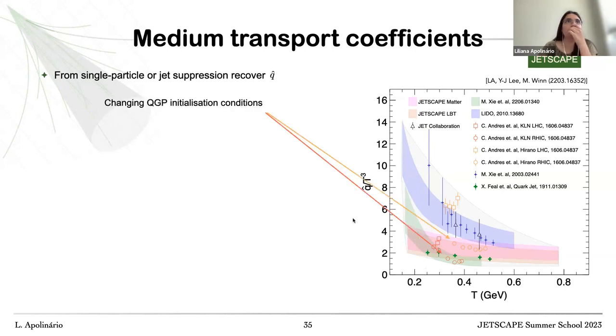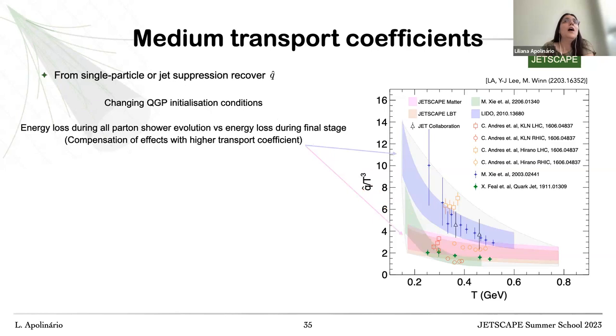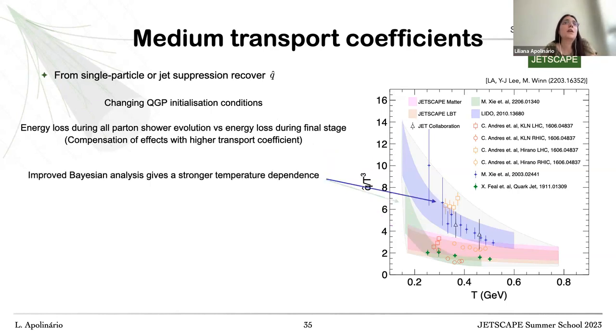But when we look at the details, we still don't have exactly the most accurate evolution or parameterization of Q-hat. For instance, when you look at the details of all the models, changing the QGP initialization conditions will change the average Q-hat that you will get. Again, this is related to the tau zero that I mentioned. Whether you include energy loss during the whole parton shower or just during the final stage of the evolution can also compensate the average you can extract from these models.